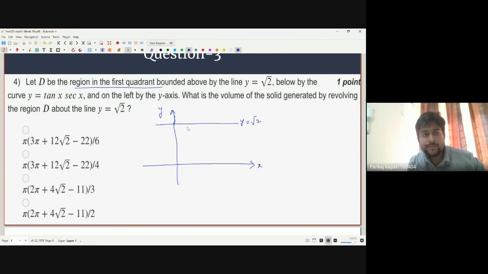Okay, so the region is bounded above by the line. Okay, so it's bounded above by this line, and then there is a curve which is y equals tan x sec x, and this region is bounded below by this curve. Let's draw this kind of curve.